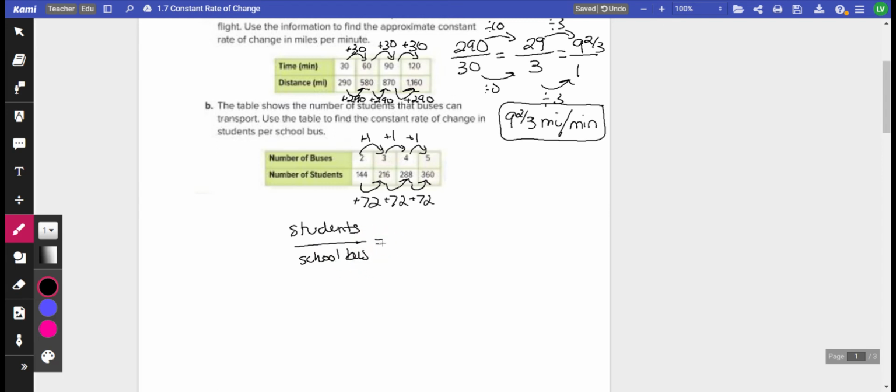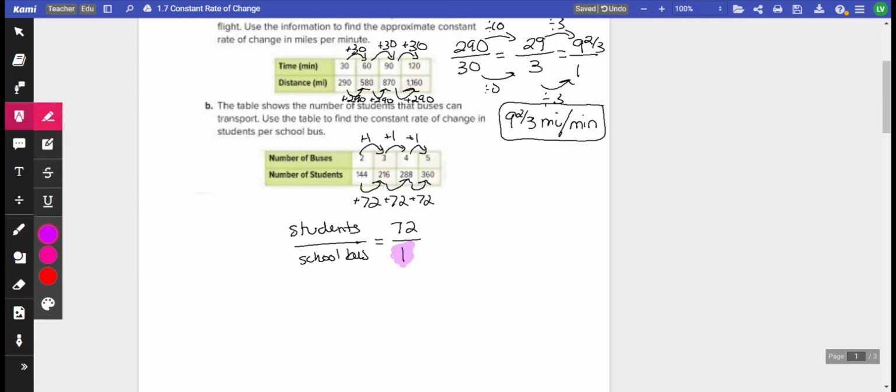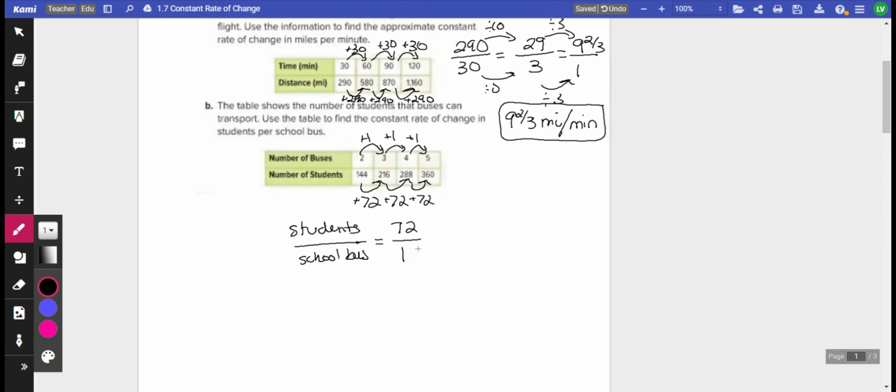The number of students are increasing by 72 each time, divided by the number of school buses, which is 1. Well, that's actually already a unit rate, because you'll notice my denominator is already a 1. Sometimes that's very nice when it happens. So this means that our final answer is 72 students per school bus.